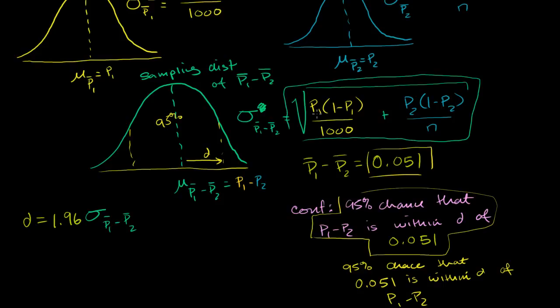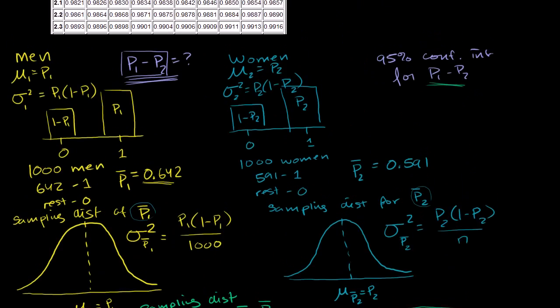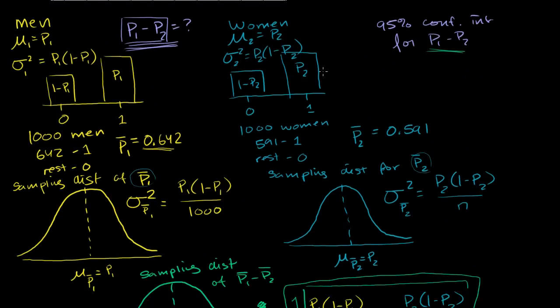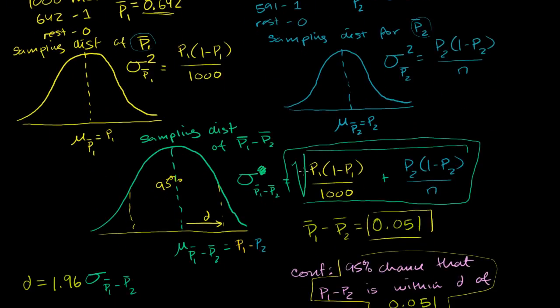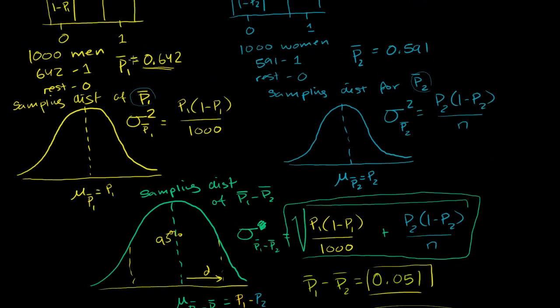Now we have a problem. We don't know the true parameters P1 and P2. We don't know the true population parameters. That's part of the problem. We're trying to figure out, is there a meaningful difference between P1 and P2? But we've seen this multiple times. Since our sample size is large, we can estimate P1 and P2 with our sample proportions.